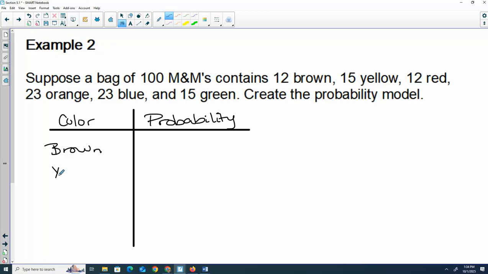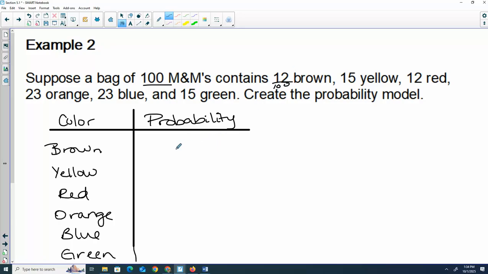Brown, yellow, red, orange, blue, and green. How do you find probability? I actually did already give you the grand total here. I told you we had 100. So how do I find the probability of brown? 12 divided by 100.